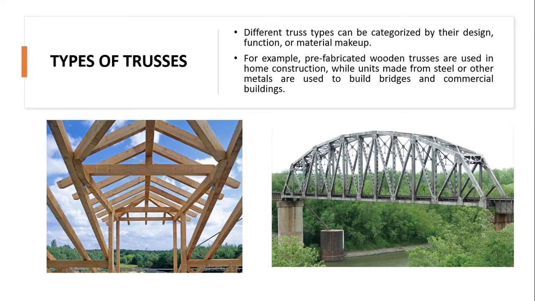Types of trusses. Different truss types can be categorized by their design, by their function, or the material they are made up of. For example, we have prefabricated wooden trusses just like this that we use for residential construction, and then we have units made out of steel or other metals which we use for commercial buildings and to build bridges. So this is an example of a steel truss that the designer has used for a bridge construction.